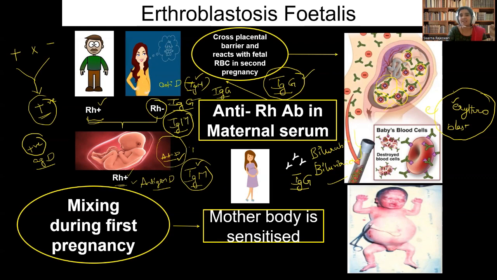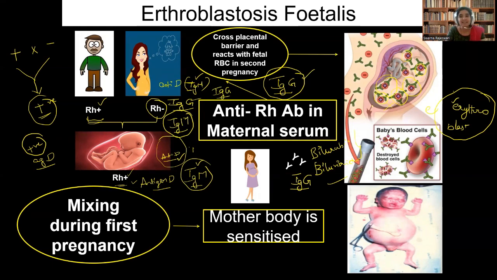So when it is entering, what is it doing? This IgG antibody is clumping, that means destroying, the RBCs of the fetus, and these RBCs are still in the erythroblast stage. During the formation of RBC there are several stages: the reticulocyte stage, the erythroblast stage, then it comes to the erythrocyte stage, which we call RBC. Here the RBCs are destroyed in the erythroblast stage itself, so we call it erythroblastosis fetalis.